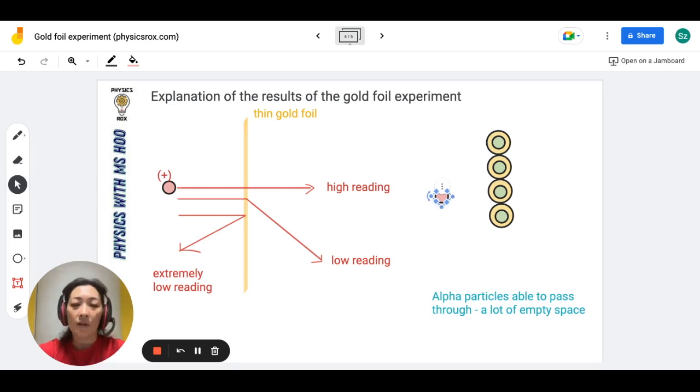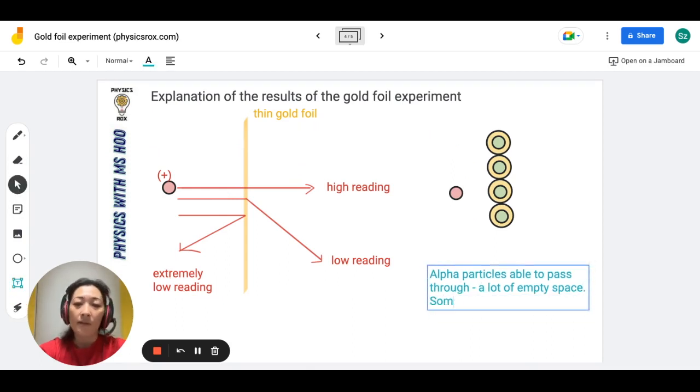Now, the likelihood of the alpha particles hitting straight on is extremely low. That's why the reading for the backward motion is also extremely low. There's possibly a higher chance of the alpha particles getting close, and that's why this has a higher reading, although not by much, because again, not that many alpha particles would get that close to the tiny nucleus inside the atom of the gold foil. So this is the best explanation for the results that were obtained from the gold foil experiment.